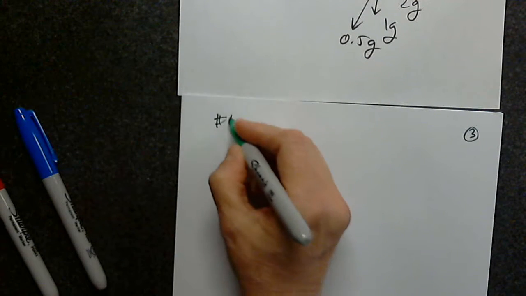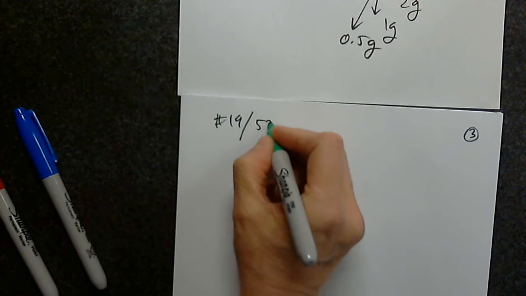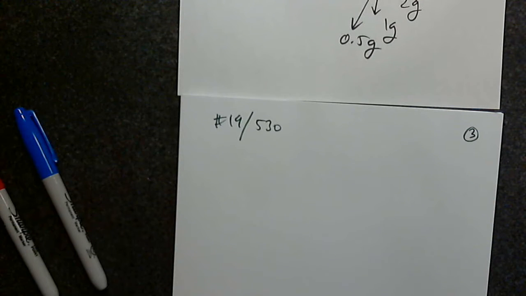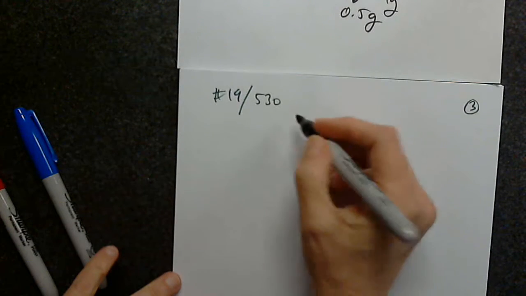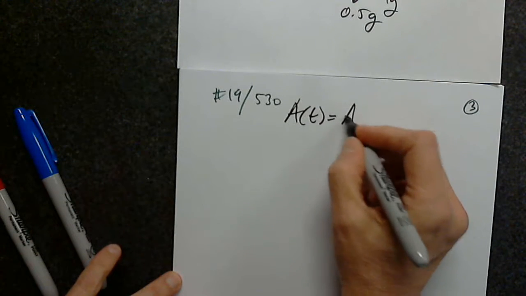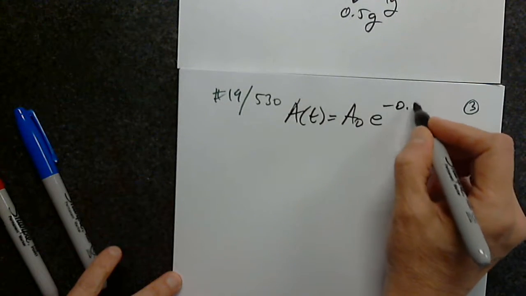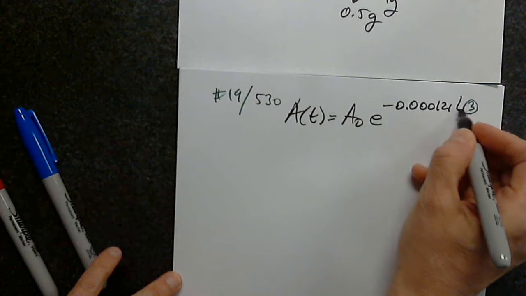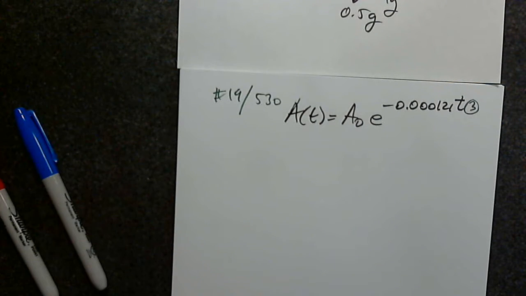So number 19 on page 530. Let's read the problem. Prehistoric cave paintings were discovered in a cave in France. We are given the same formula for carbon, A of T equals A0 e to negative 0.30 T. So we're back to carbon 14.